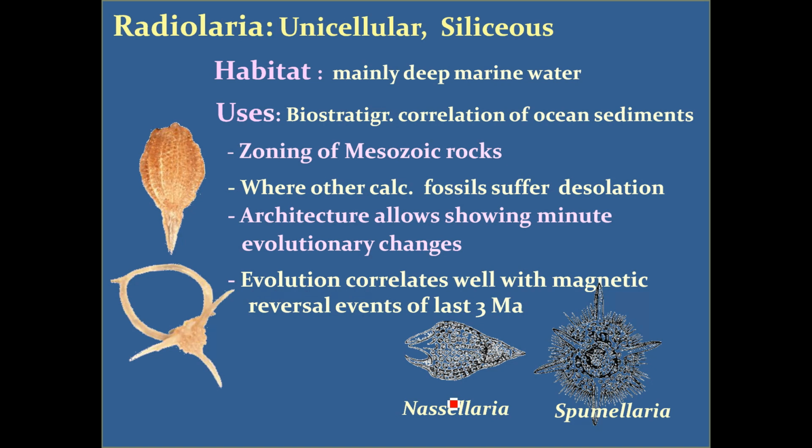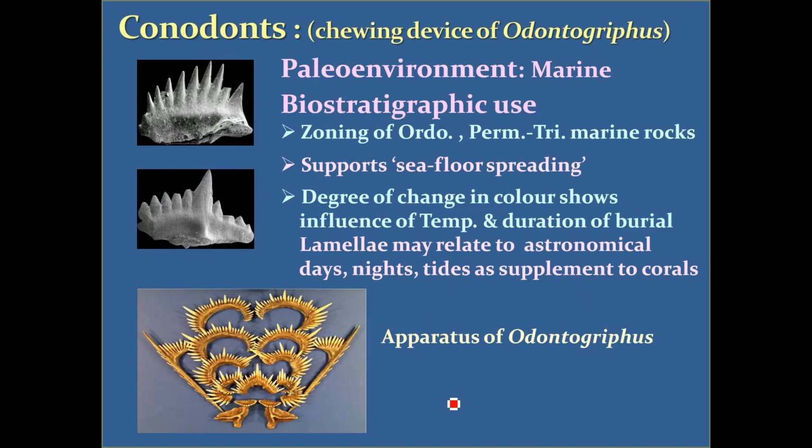Their biostratigraphic value is very high, particularly in dating of Mesozoic rocks, where other calcareous forms are not found. Their architecture allows showing minute evolutionary changes, and evolution correlates well with the magnetic reversal events of the last 3 million years. So the stratigraphy developed on the basis of radiolaria goes hand in hand with magnetostratigraphy. I have shown some pictures of radiolaria.